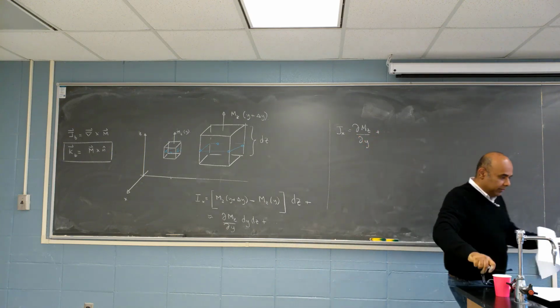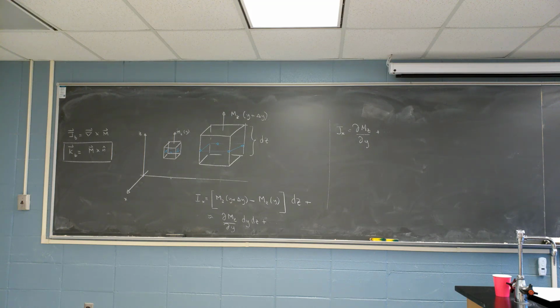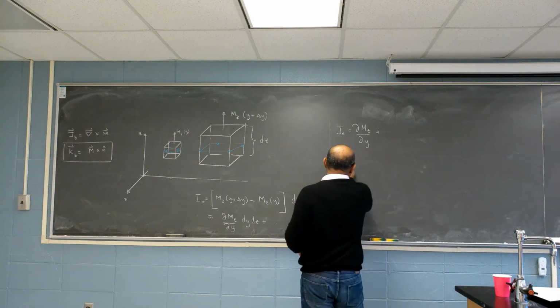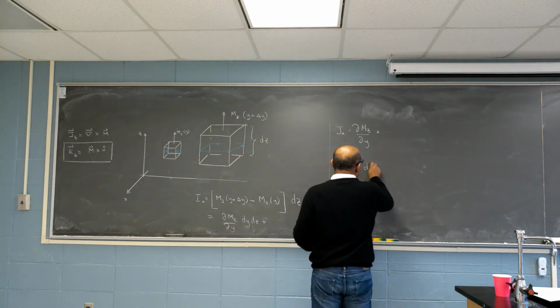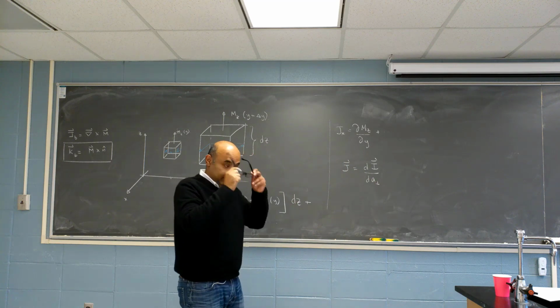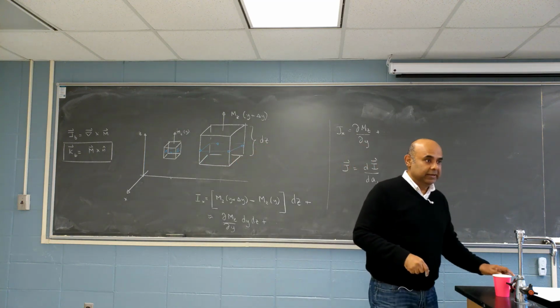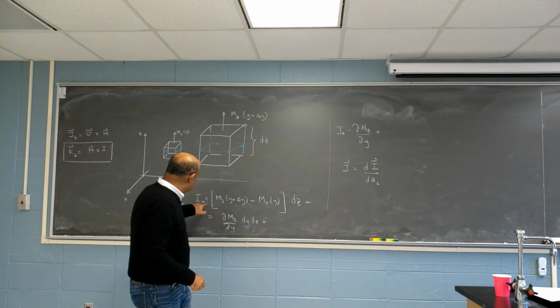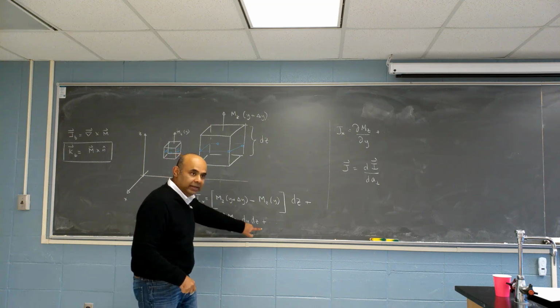Now, if you have forgotten, let me remind you of how this was defined. J was defined two chapters ago. J is di over the area perpendicular. That was the definition of J. So we have the current here, and if the current is in the x direction, what is the perpendicular area? dy dz.